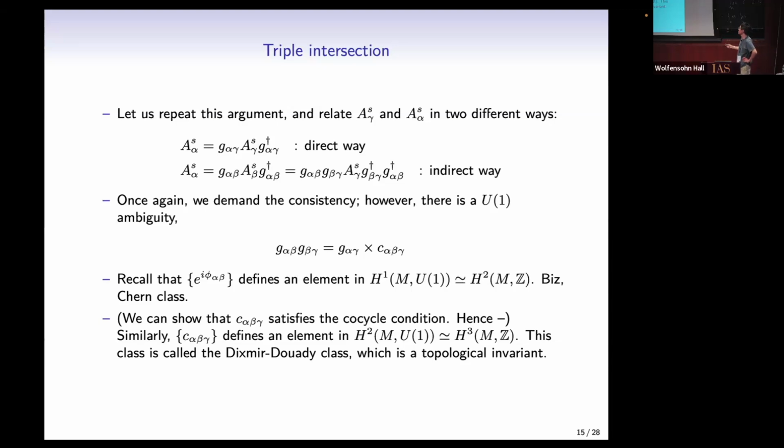We compare these two expressions, and then we may get the consistency condition, which is almost just like before, except because G acts as a conjugation, there's a U1 phase ambiguity. Okay? So therefore, G alpha beta G beta gamma should be almost like G alpha gamma, but it can have a U1 phase. So this is the main change from the previous case. In the previous case, this part should just be exactly equal. But now this condition holds up to this U1 phase factor, which I'm just writing as C alpha beta gamma.